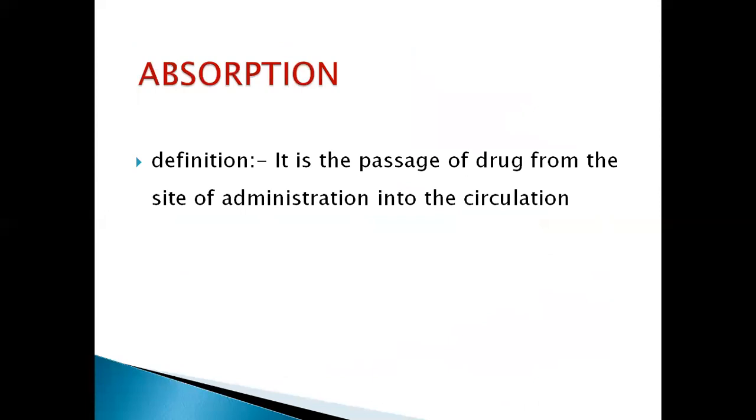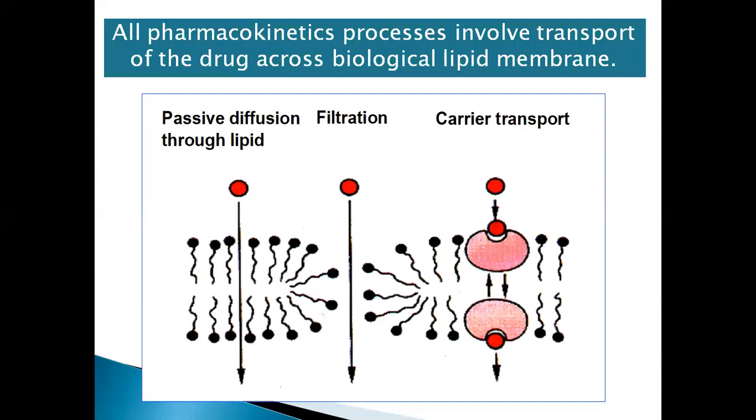So, the definition of absorption: it is the passage of drug from the site of administration into the circulation. All the pharmacokinetic processes involve transport of the drug across biological lipid membranes. All the biological membranes are made up of lipid bilayer. Drugs cross various biological membranes by the following mechanisms: passive diffusion, filtration, specialized transport, carrier transport, that is active transport, and facilitated diffusion.